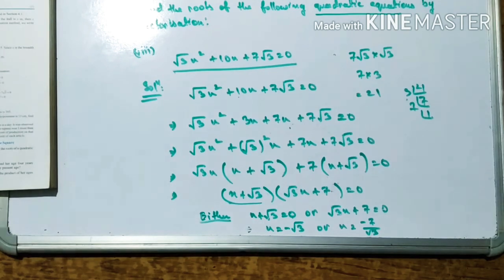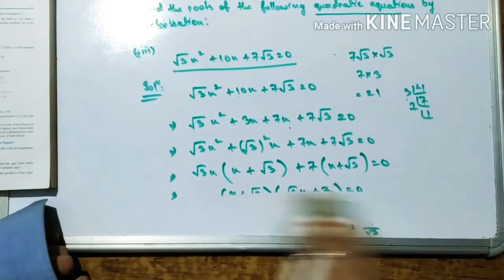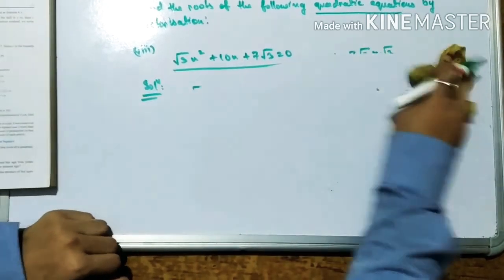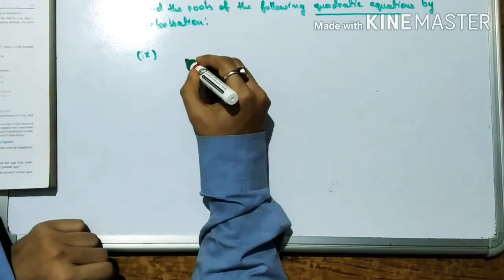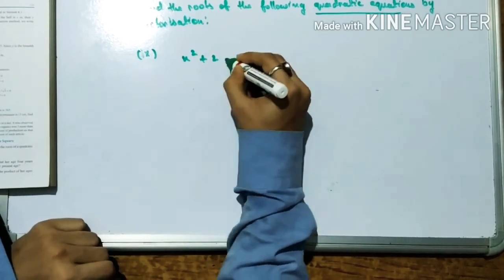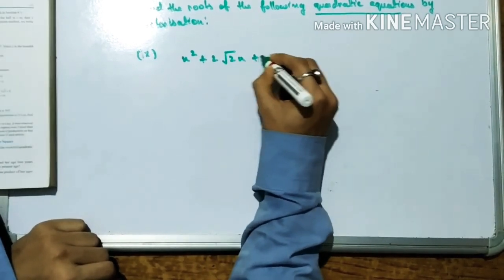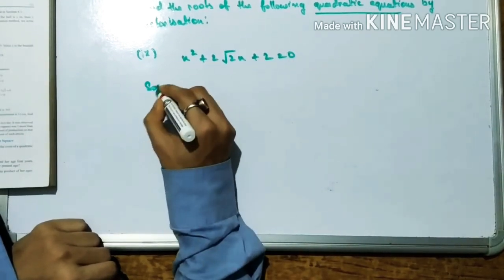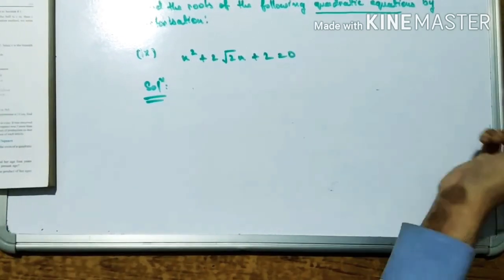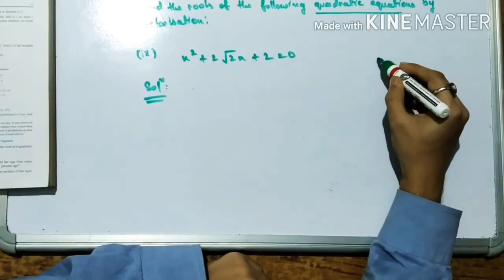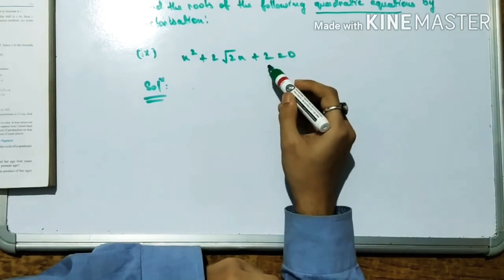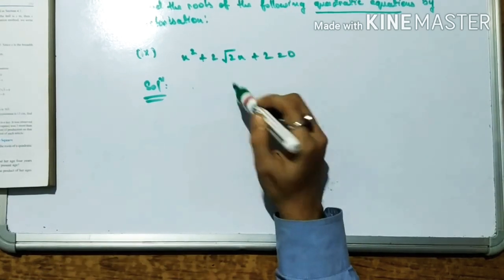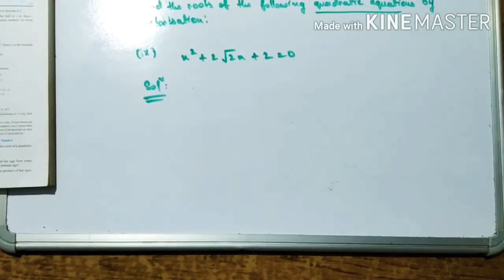Understand? Next I will go to question number 9. Question number 9 is x square plus 2 root 2x plus 2 is equal to 0. Solution. So this is our 2 there. x square plus 2 root 2 x there.